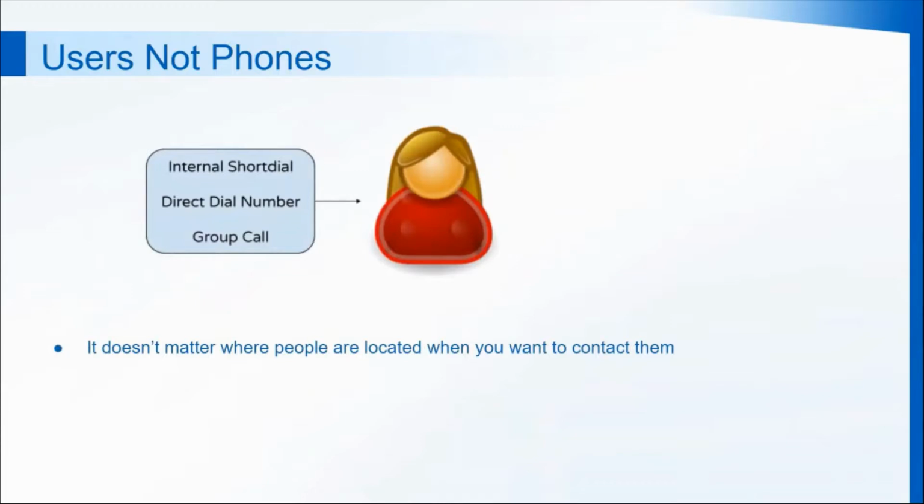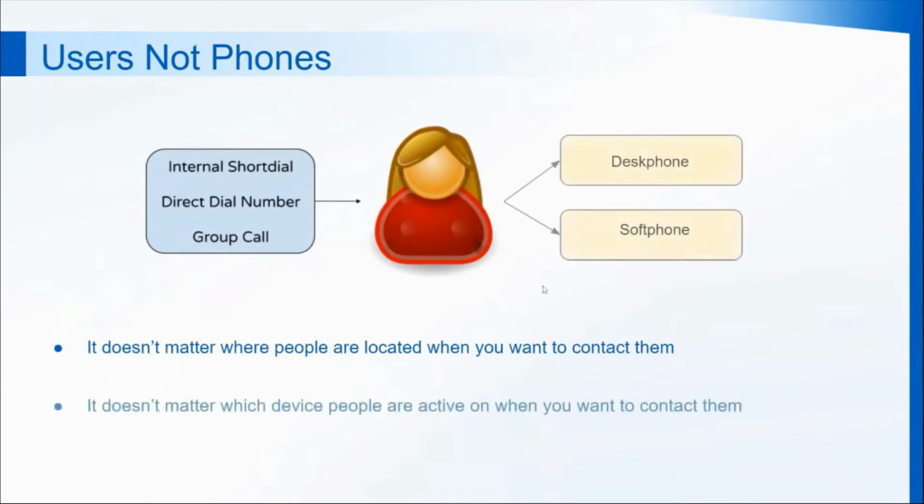We can also make those numbers direct dial, and again, those will follow you around no matter which device you're using. And there'll be groups set up on the system, so if you don't mind who you speak to in a particular team, you can call the group number rather than the individual's number, and that will go through to whoever's next available to take that call. And it doesn't matter where those calls end up.